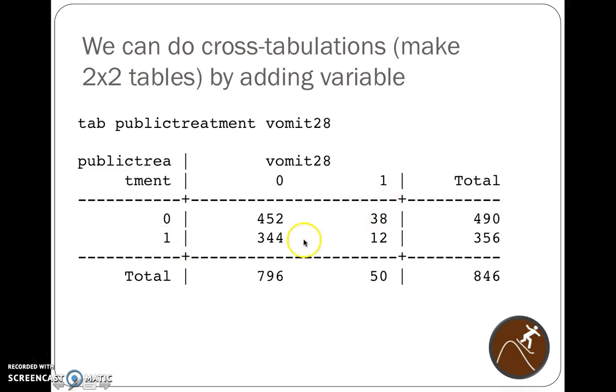And those who had publicly treated water and were vomiting, you can see they're here. This is 12. 12 out of 356 with publicly treated water were vomiting. 12 out of 50 of the vomiting people had public treatment water. 38 of the 50 that vomited had no public treatment. So Stata gives us that information.